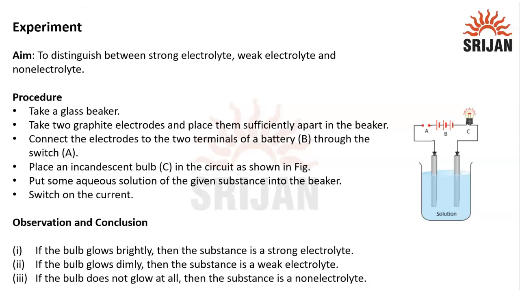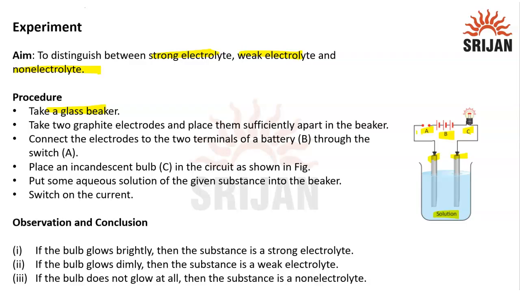Now let us perform an experiment to distinguish between strong electrolyte, weak electrolyte and non-electrolyte. What we need to do is take a glass beaker. As you are able to see, this is a glass beaker and we have two graphite electrodes in it, sufficiently apart. Now let's connect the two electrodes to the terminals of the battery B, and we have a switch A. Now let's place an incandescent bulb in the circuit as shown in the figure.